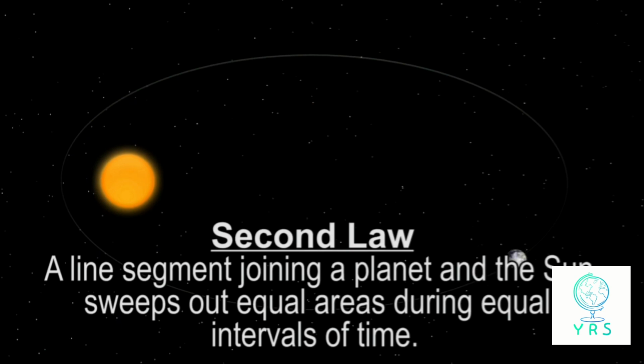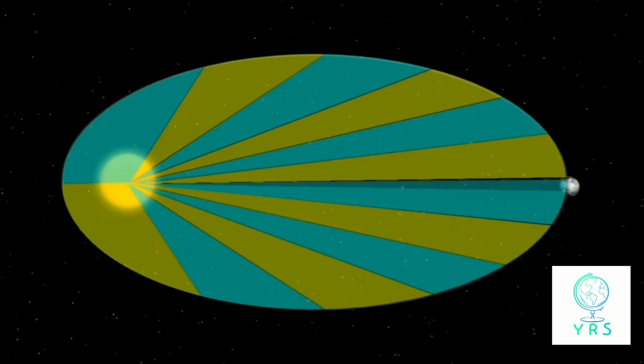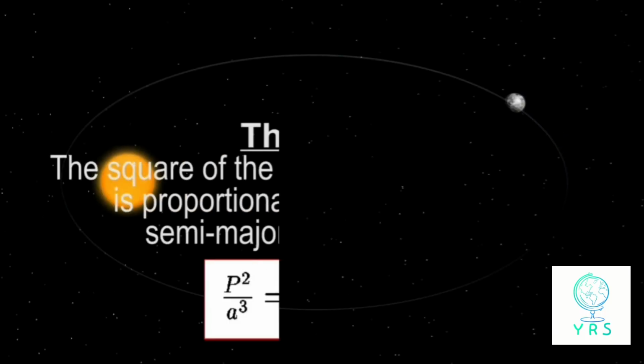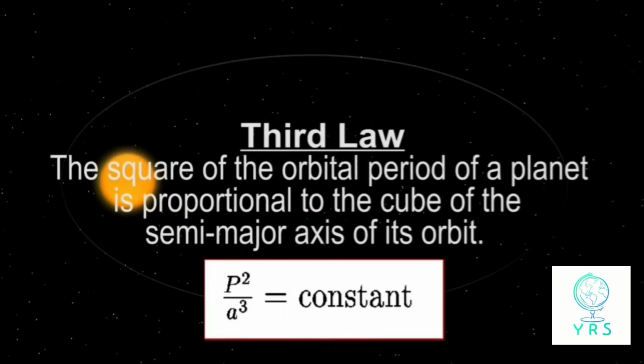The second law: a line segment joining a planet and the Sun sweeps out equal areas during equal intervals of time, which shows that the planet covers equal area within equal time intervals. The third law: the square of the orbital period of a planet is proportional to the cube of the semi-major axis of its orbit, where T squared upon a cubed is equal to a constant.